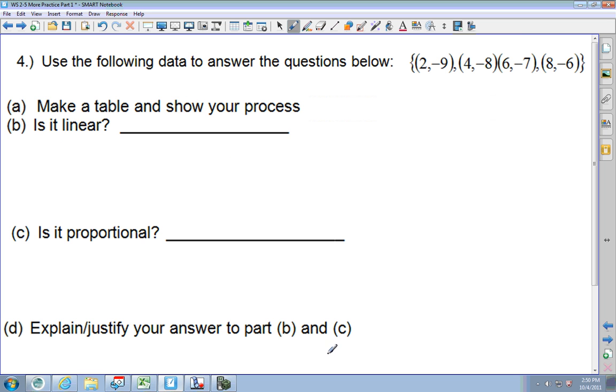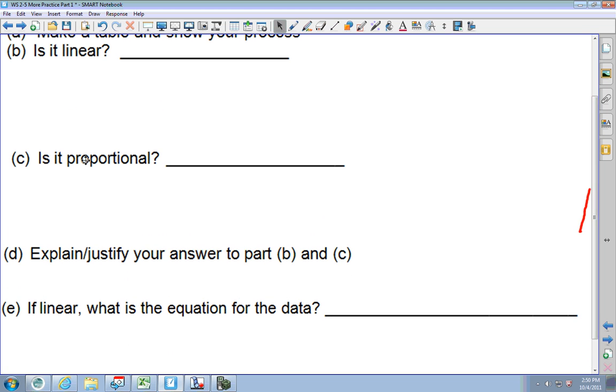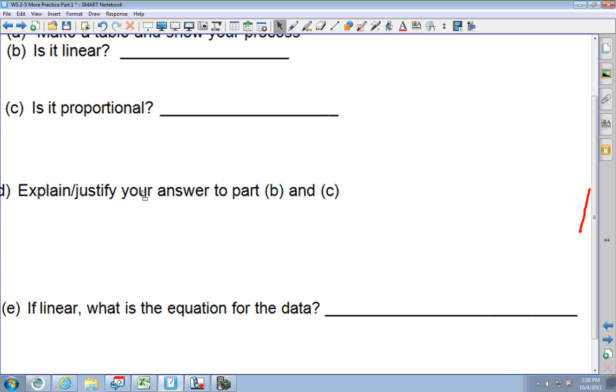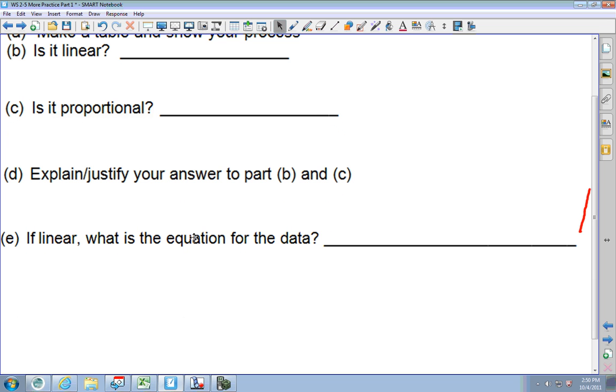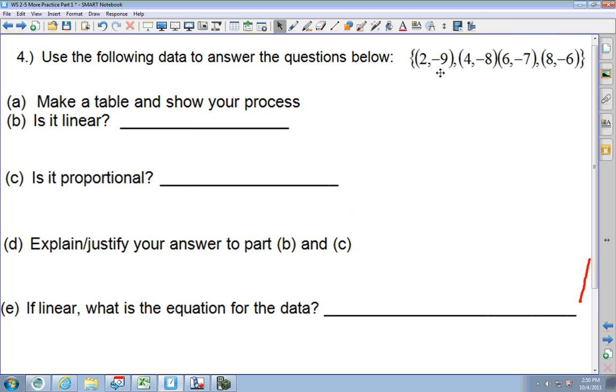The next one gives me some ordered pairs. I'm trying to move this thing down and double check. All right, let's see if I can move some of these up so we can see it all in one screen. Okay. So now, make a table and show your process. So what I'm going to do is come here and make my table.